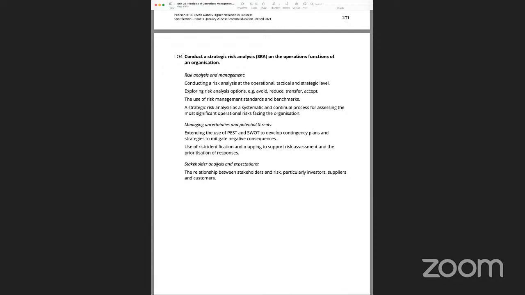But we are focused on just looking at operational risks, simply because the unit that we are studying is principles of operations management, and the idea there is that any uncertainty or hazards which a company can face when conducting daily activities have to be looked at, have to be anticipated, and then obviously mitigated. And that is what we are going to be looking at covering in this learning outcome, which is conducting strategic risk analysis on the operations function of an organization.